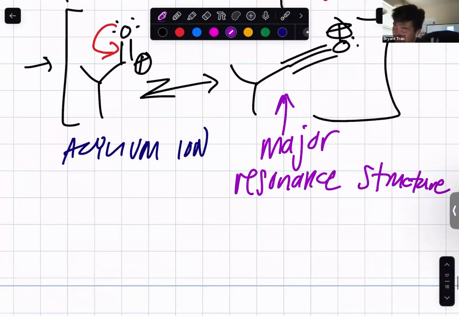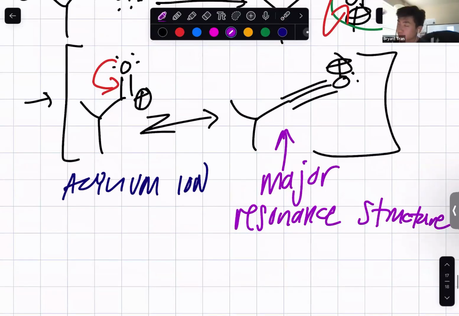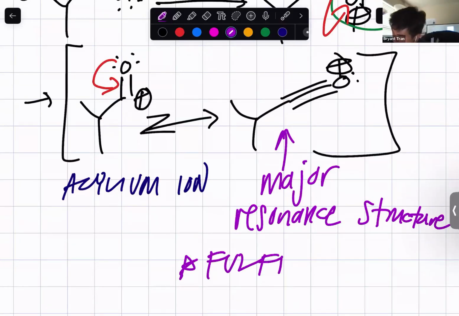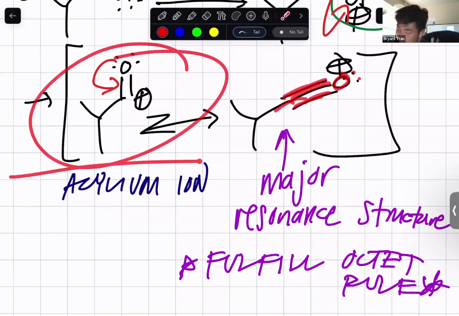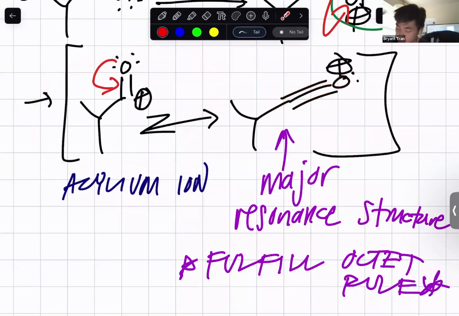But when you think about the factors that determine the major resonance structure, the most important factor here is that every single atom has to fulfill the octet rule. And that overpowers every other factor, right? Every single atom here has the octet rule. This oxygen has 8 electrons, 2, 4, 6, 8. This carbon has 8 electrons, 2, 4, 6, 8. But in this resonance structure here, not every single atom has 8 electrons. This carbon here is missing 2 electrons. It only has 6 electrons.